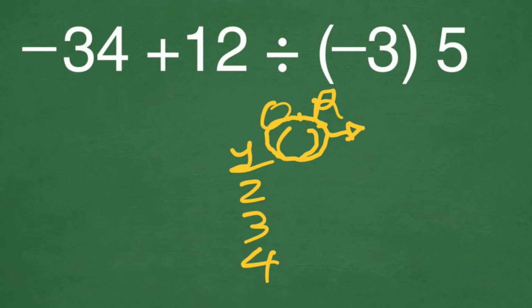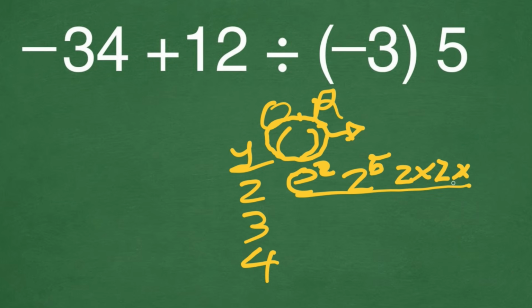And the second priority is actually exponents. Exponents, like I showed you, are numbers that are written on top of another number, like 2 to the power of 4, and so on. So for example, 2 to the power of 5 means 2 is multiplied by itself 5 times, and 2 to the power of 5 is actually 32. So this is the second priority.